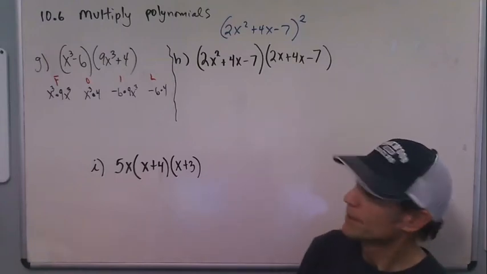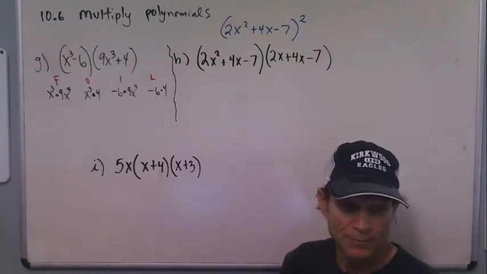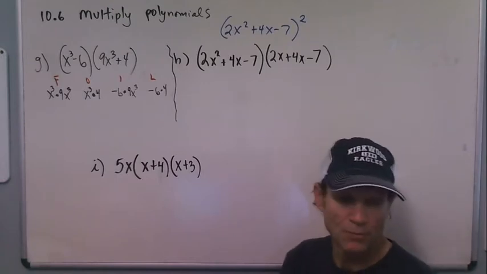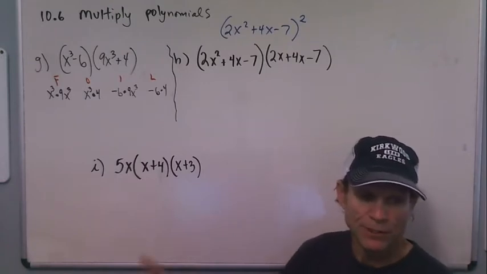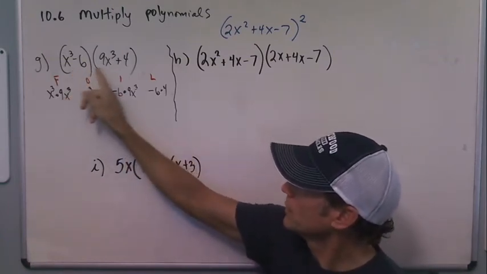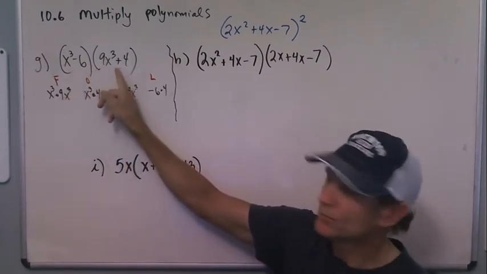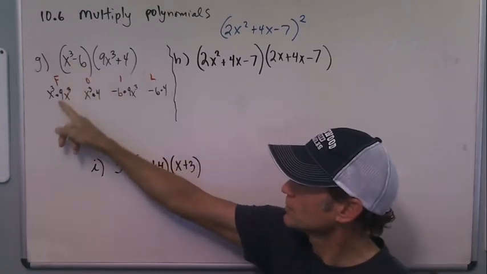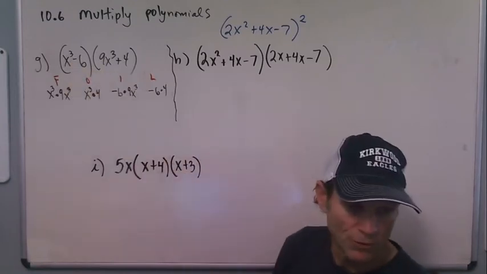Okay, wrapping up 10.6 with these last three problems here. I pre-wrote these on the whiteboard. Looking at G here, again, we have a binomial and a binomial. It's a little different than our first degree binomials, but we can still just use the FOIL method here.